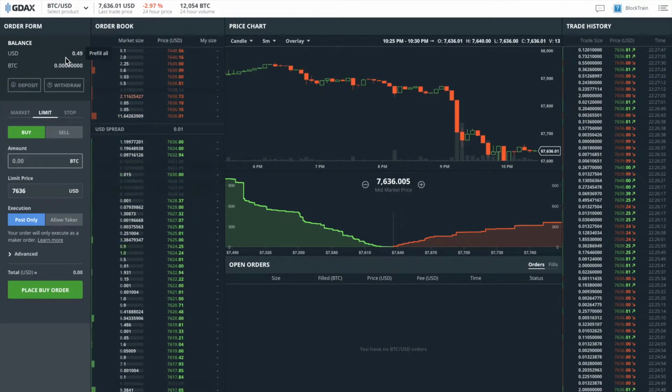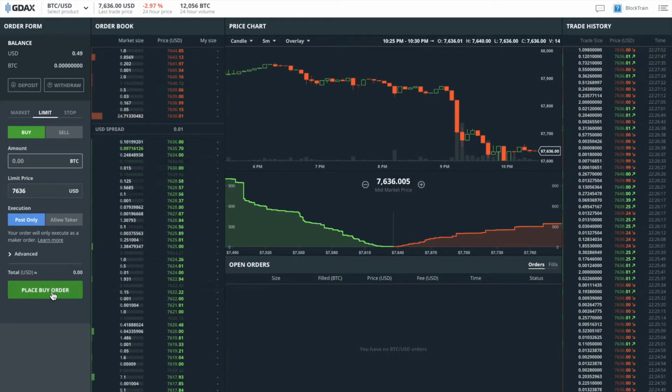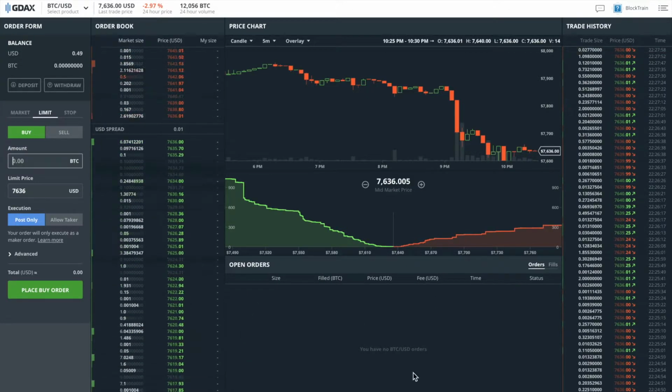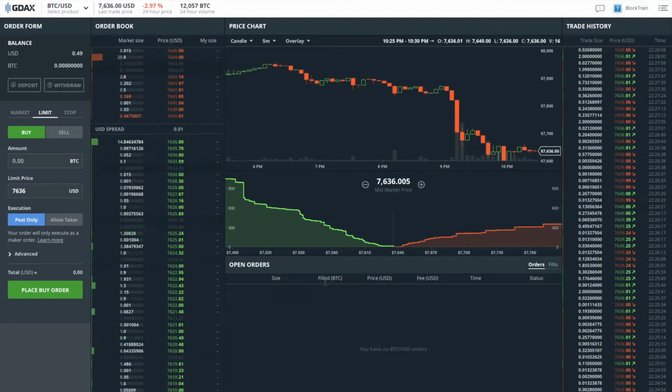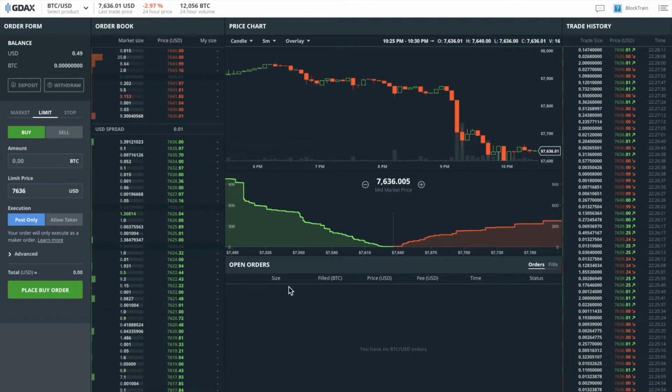Now, once you have the limit price and the amount that you want to buy set, you want to place your buy order. That doesn't mean that you immediately buy your Bitcoin. You'll actually see an order over here on the bottom, and it'll tell you whether it's filled. So filled BTC, that number will show up, and if the number here matches the size here, that means your order has gone through.